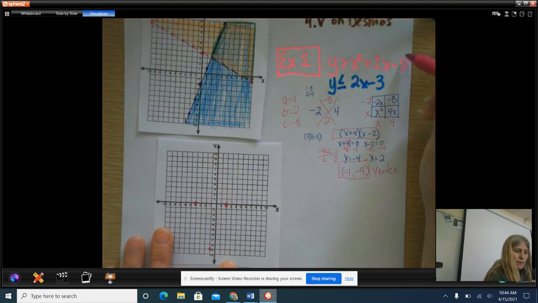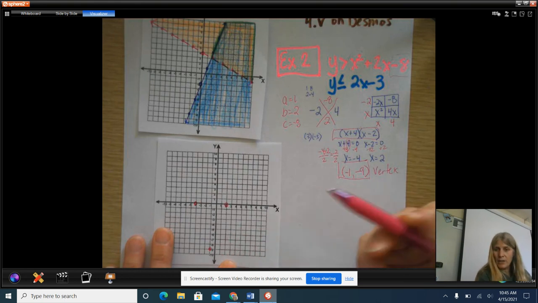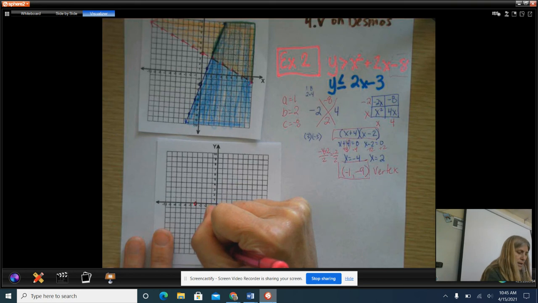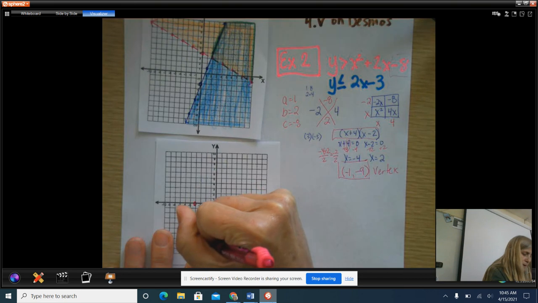Now I have my bonus point of my y-intercept, which is always my constant. So I can go ahead and put my bonus point here. Now my bonus point is 1 to the right of my vertex. So I know I can have, because once again it's symmetrical, 1 more to the left of that.